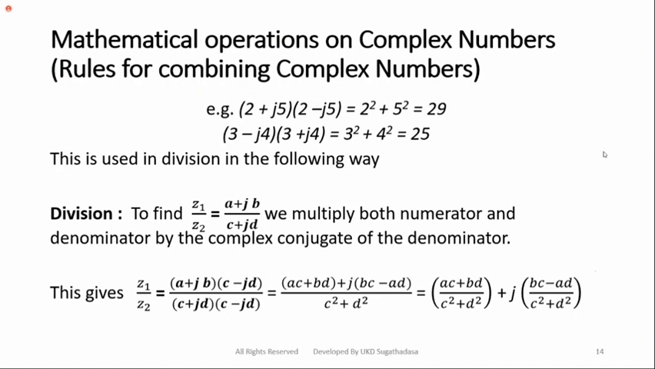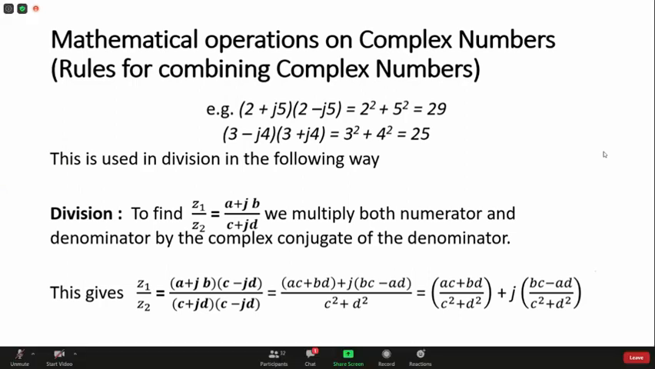The real part is ac plus bd divided by c squared plus d squared, and j times bc minus ad divided by c squared plus d squared. What is this final answer? It's in the a plus jb form. ac plus bd divided by c squared plus d squared is the real part. The other part is bc minus ad divided by c squared plus d squared. Let us see one example, then you can understand.